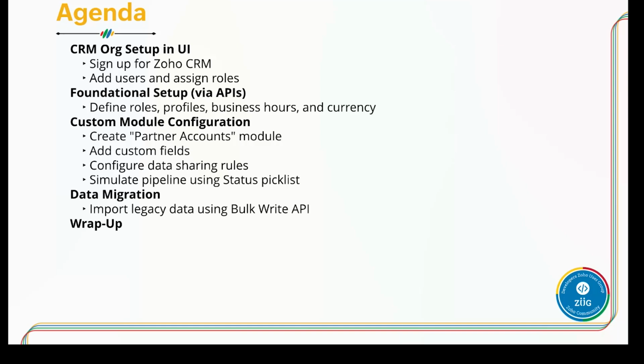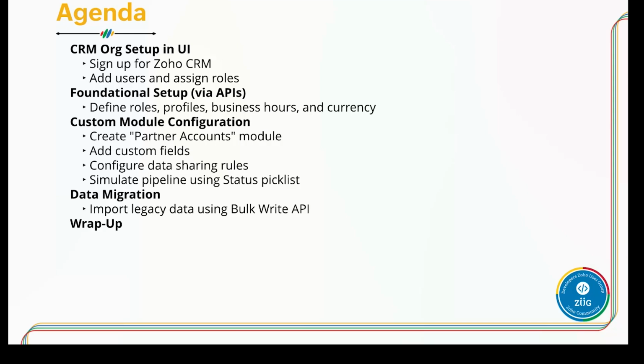Next, we'll focus on data migration. You'll see how we use the bulk write API to import existing partner data from a legacy system to Zoho CRM and how we can keep CRM in sync by leveraging metadata APIs to dynamically build our UI or integrations without ever hard coding anything.